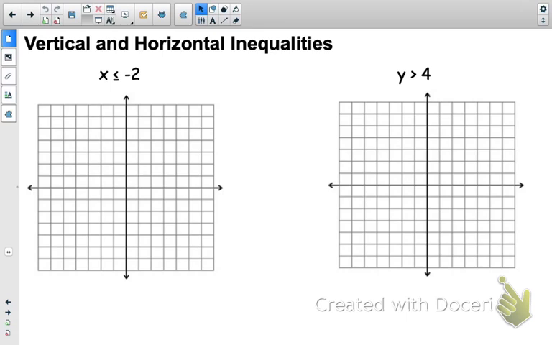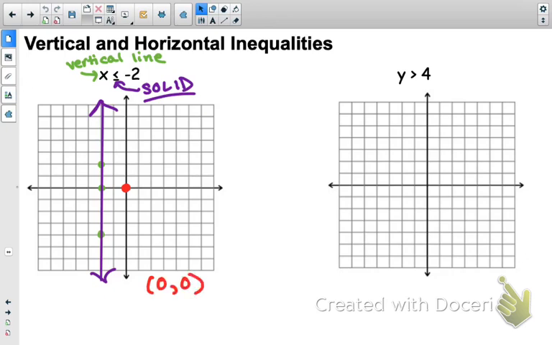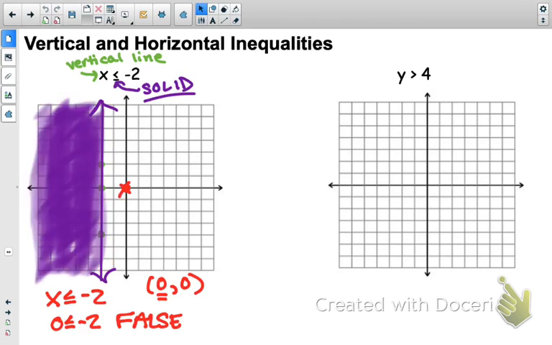So vertical and horizontal inequalities, again, all of these we're still just graphing the line as we would if it was an equal sign. So x equals -2 is a vertical line. So that means we'll plot a bunch of points with x values of -2. We have a less than or equal to sign, so we want a solid line to connect these. Now, if I test 0, 0, I'm plugging in 0 for x and 0 for y, but there's only an x, so we only plug in 0 for x and see what we get. 0 is less than or equal to -2 is a false statement, so we shade the other side.